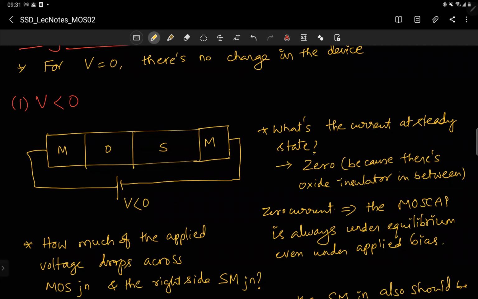Now what's the current at steady state? Say now you switched it on, and you observe steady state. I have not shown the switch or anything, but I've just written steady state. So the current through the device is what? Can somebody answer? So what is the current at steady state? It is 0. Why? Because there is an oxide insulator in between. So how can you have any current? It is not possible. You cannot have any current like this, even if V is not 0. So zero current implies the MOSCAP is always under equilibrium, even under applied bias.